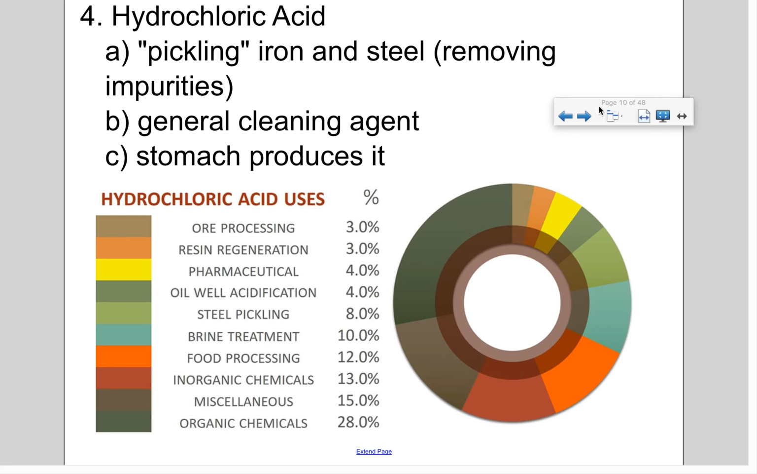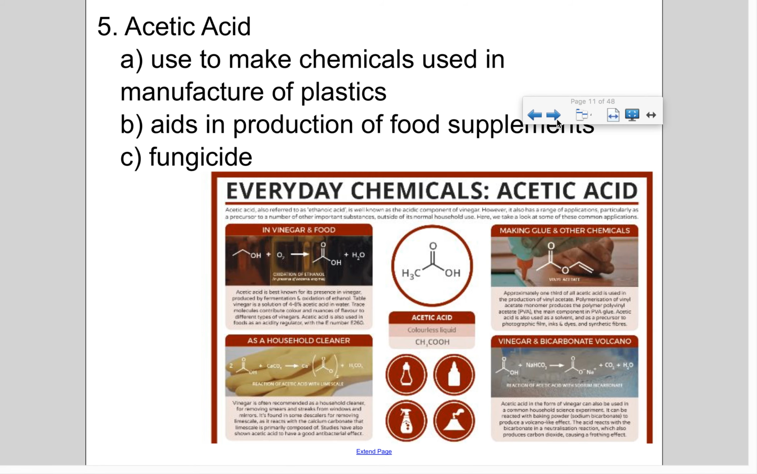Then we have our hydrochloric acid. Our stomach produces it, but it's mostly used in pickling iron and steel. Pickling means removing impurities, and it's also a general cleaning agent. And here's some other uses of hydrochloric acid. Acetic acid, which is found in vinegar, is used to make chemicals, in the manufacture of plastics, aids in production of food supplements, and can be used as a fungicide.